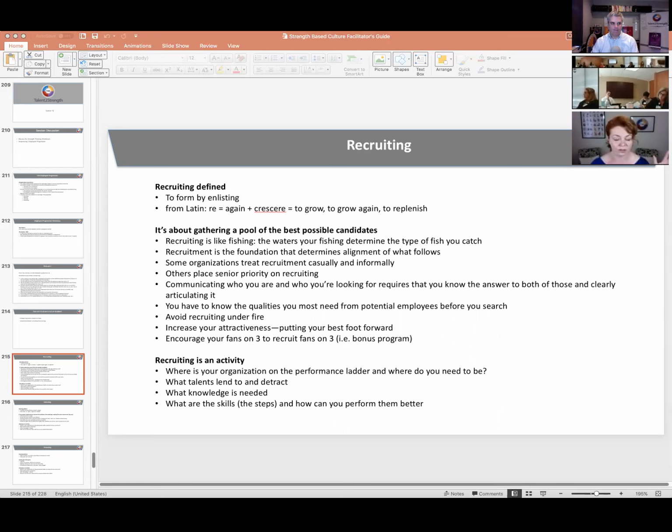Because remember, Fans on 3 are not an accident. So recruiting, and Adam and I were talking about this. If you can do this well, it makes the other steps a lot easier. That's obvious, but it's not. It's sometimes just like, oh, we've got to recruit a group of people so that we can get to the hiring, so we can get that role filled. But actually here, we'll just pave the way for everything to be easier.